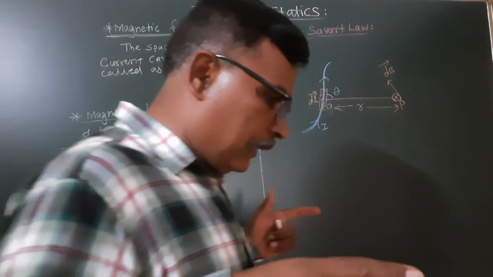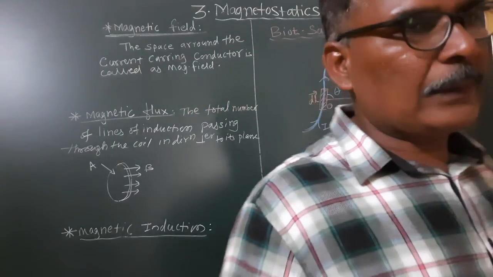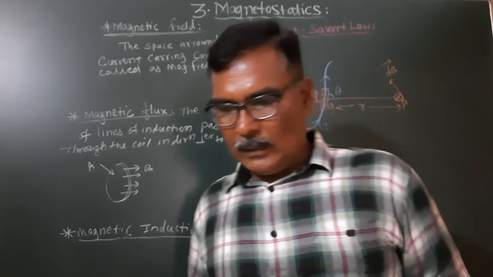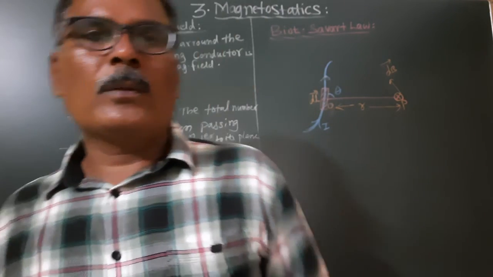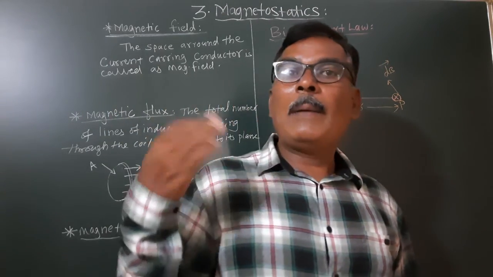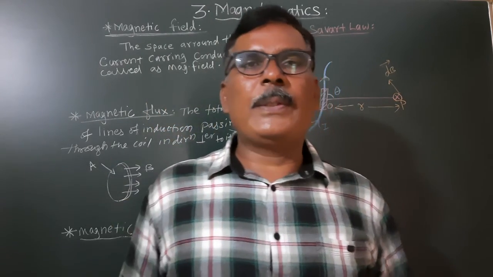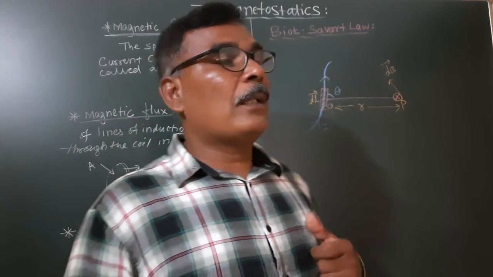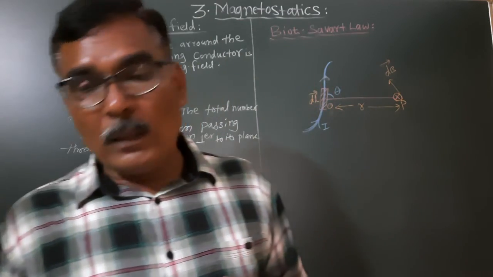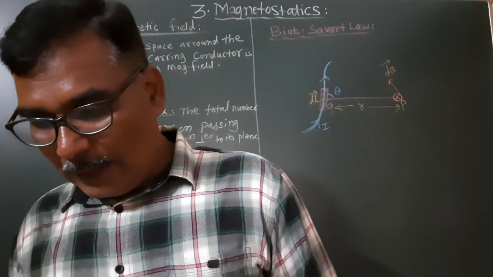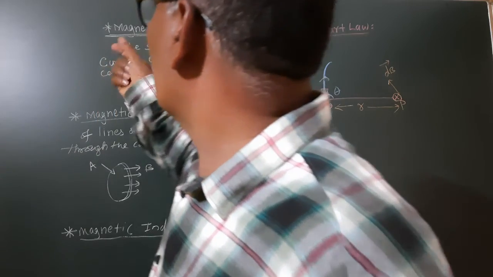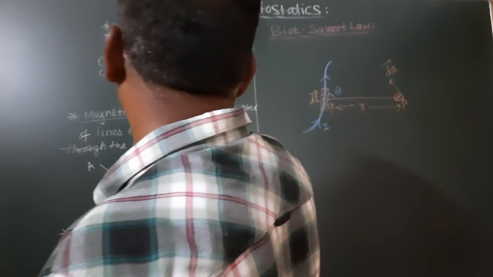When we consider a current carrying conductor, and the electric current is passing through the conductor, it produces a magnetic effect. The surrounding space around it is called a magnetic field. A multiple choice question may be asked on that.